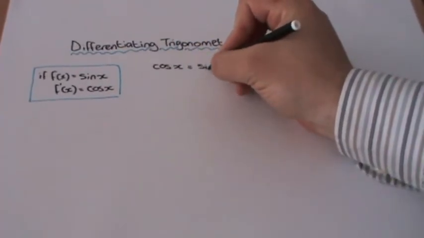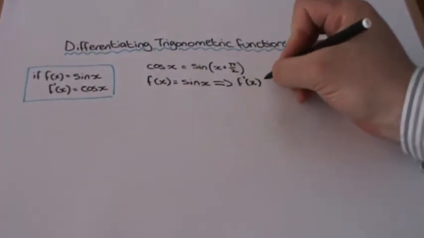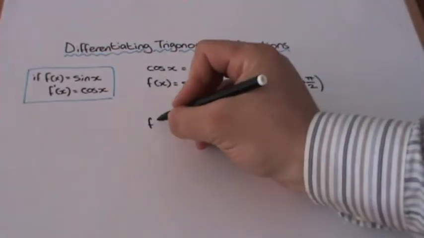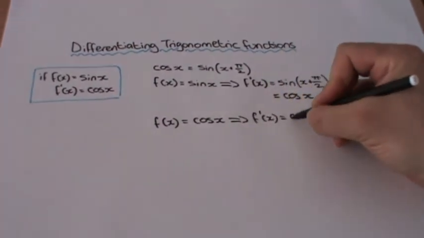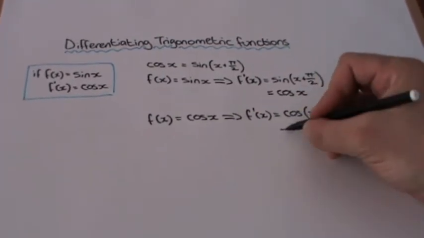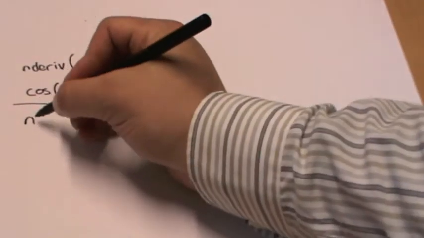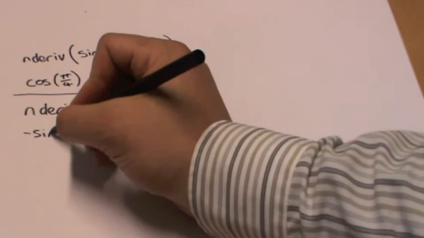So if cos x is sin(x plus pi by 2), then the derivative of sin x is sin(x plus pi by 2), which is equal to cos x. So we can infer from this that if f(x) is equal to cos x, then the derivative is equal to cos(x plus pi by 2). If you check that on your GDC, you'll see that cos(x plus pi by 2) is equal to minus sin x. Sticking with our GDCs, we're going to check that the derivative of cos x is minus sin x.